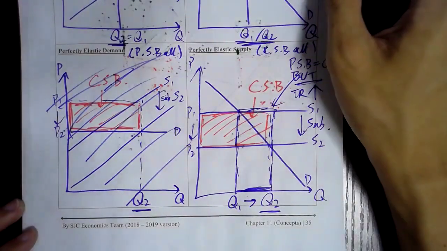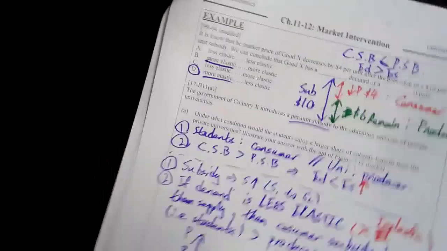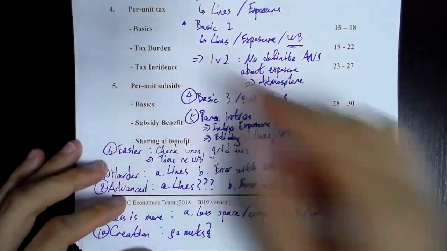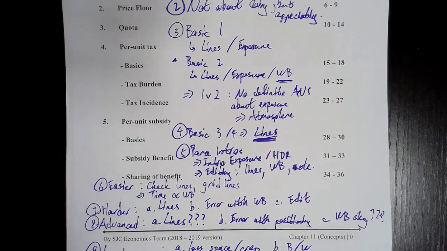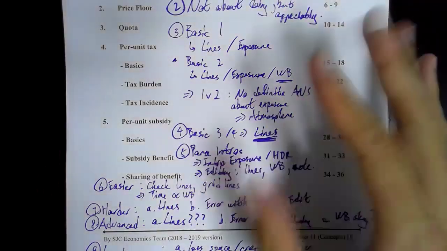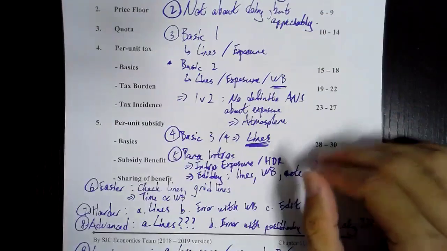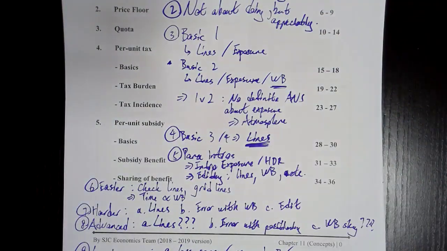Okay? So this would conclude all of the extreme cases, and that would also conclude our chapter 11 on tax and subsidy. Okay? So this is a very short version of the concept. I'm sure Mrs. Feng will help me to finish the rest of the chapter and the concepts. Okay, so I will see you again on the 20th of May. Okay, bye bye.